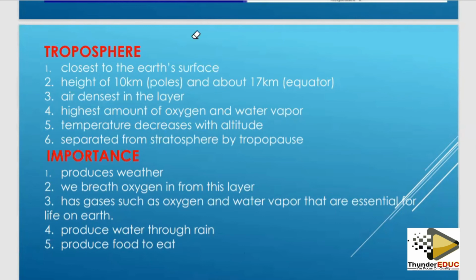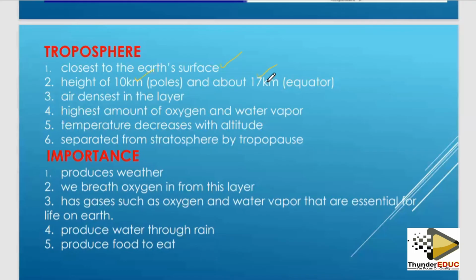We start with the troposphere. The troposphere is closest to the Earth's surface. I think that is clear because we said that is the layer which starts as we are moving away from the Earth's surface. Its height is about 10 kilometers around the polar region and 17 kilometers around the equatorial region, right? Which implies that the upper boundary of the troposphere is higher in warmer regions and lowered in colder regions.